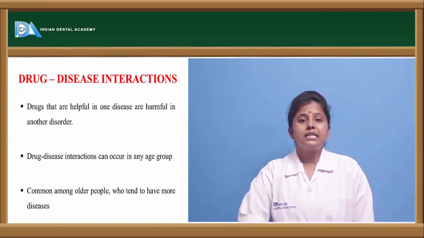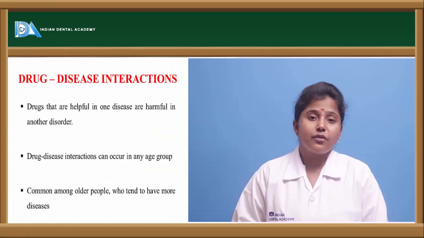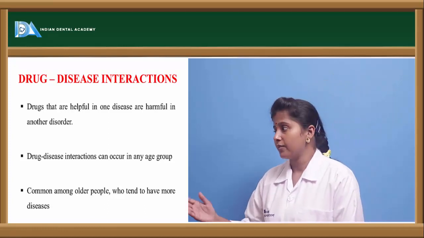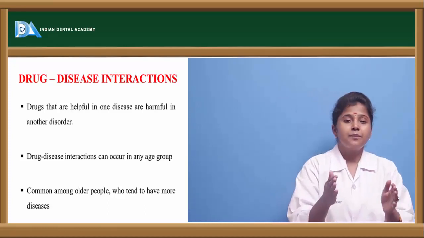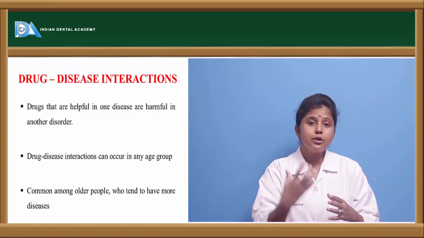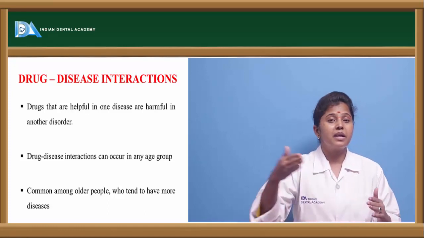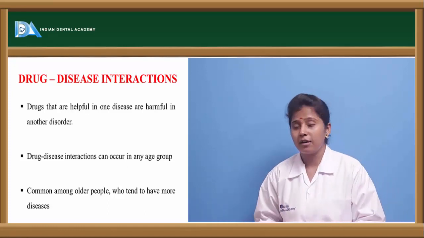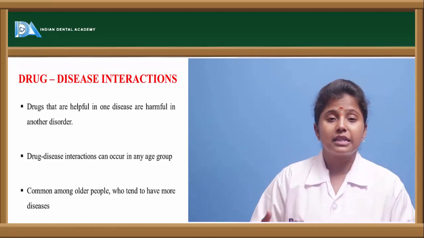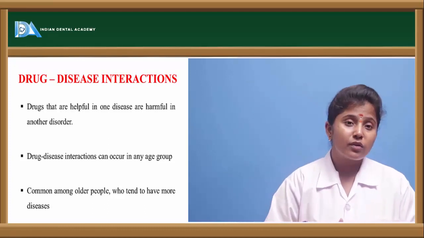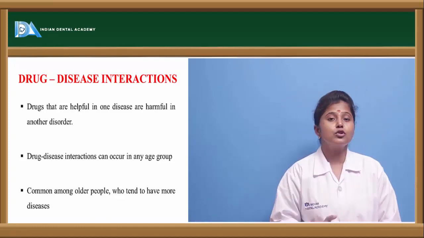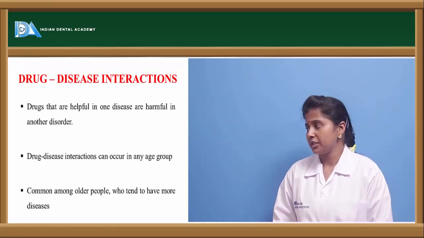The other is drug disease interactions. In a few diseases, a few drugs should be contraindicated. For example, if one drug is very useful in diabetes, the same drug may be harmful in another disease like renal failure. This is called a drug interaction. This drug disease interaction can be seen in any age group, but it is most commonly observed in elderly patients.